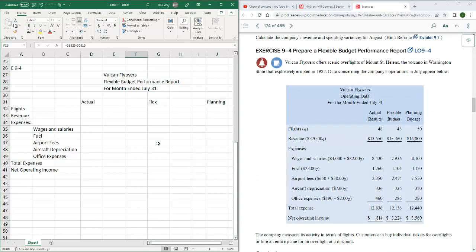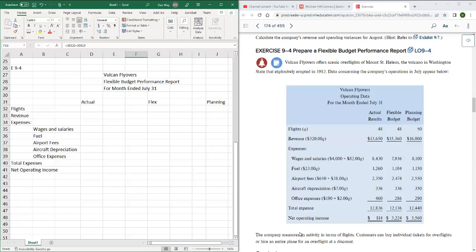So 9-4 said Vulcan Flyovers offers scenic overflights of Mount St. Helens, that volcano out in Washington State there that erupted 40 years ago. Data concerning operations in July were shown for us. So we had the actual results, activity, revenue and expenses to come up with net income. We also had what appeared in the flex budget and what appeared in the planning budget as well.